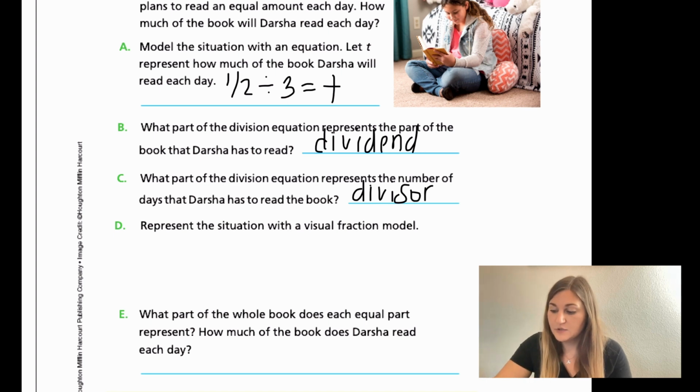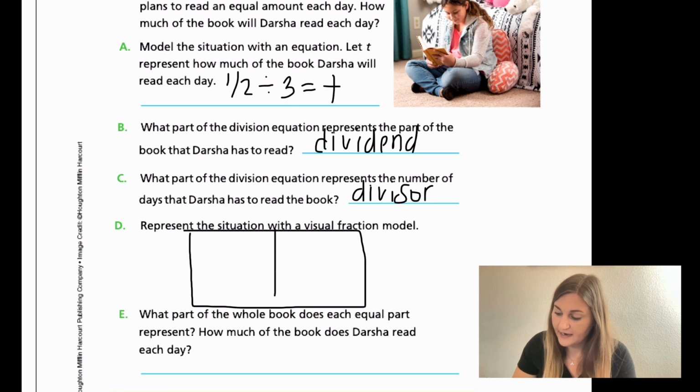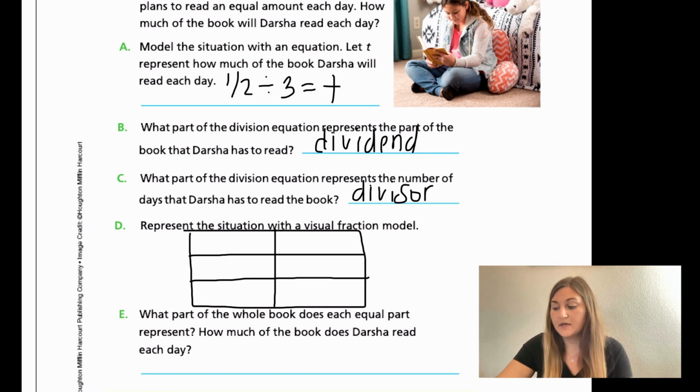So it says represent the situation with a visual fraction model. Now we get to draw it out. So if I had, let's say, a big rectangle for my book and I cut it in half. Right? I have to read half my book. I have 3 days to do it. So the other way, I'm going to just separate it by 3. So here is my book separated into equal sections. How much is going to be read each day? That would be 1 of the total amount. So that would be 1 of the 6 parts that are available.